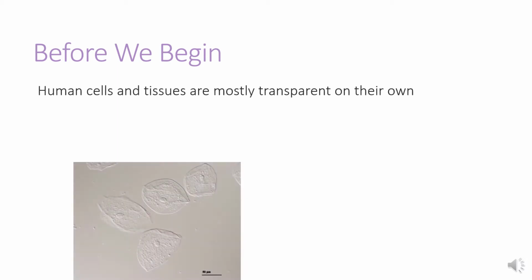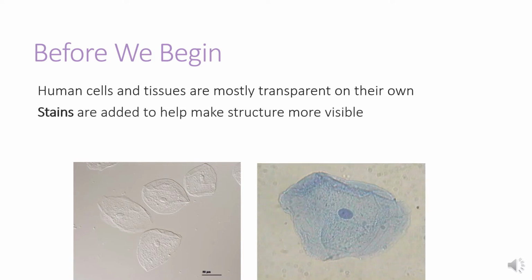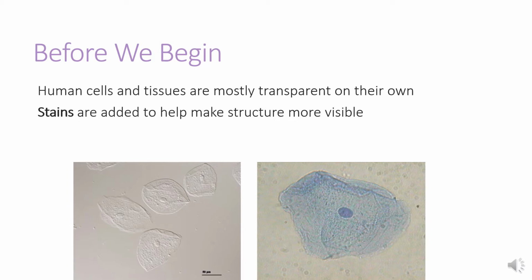Before we begin on naming tissues, we need to talk a little bit about cells and the way they look. Human cells and tissues are mostly transparent on their own. If I take a sample of tissue, throw it onto a microscope slide and try to look at it under a microscope, I probably won't be able to see much in the way of the cellular structures. So, to help with that, tissues and cells are usually treated with some kind of stain or dye that sinks into different parts of the cells a little more deeply and helps us visualize structures that are in those cells.